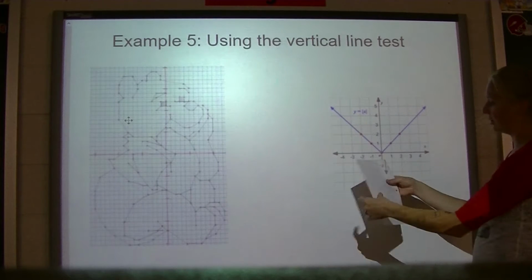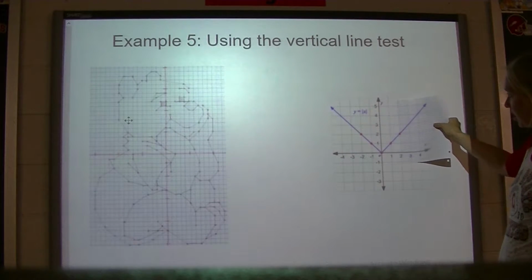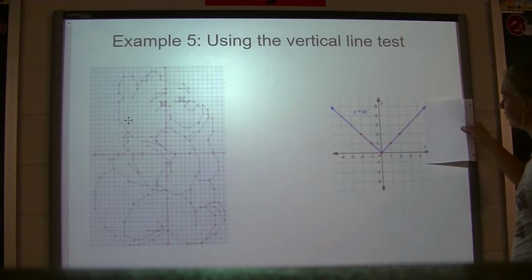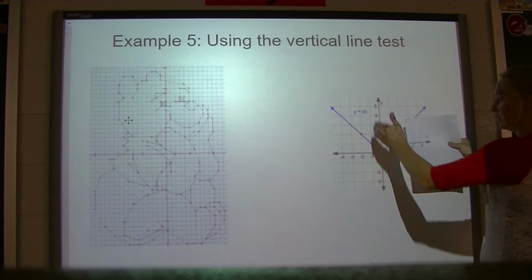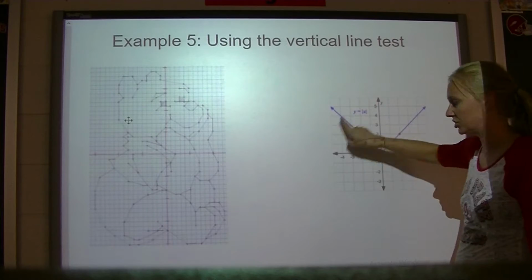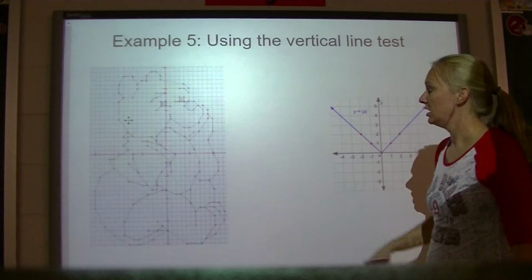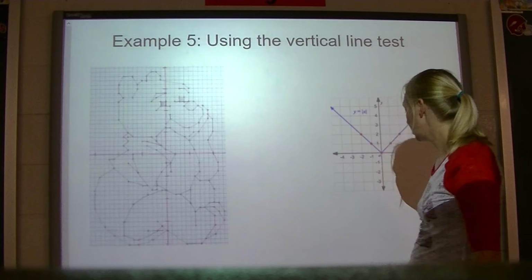However, when I take my vertical line here and cross it, keep going, keep going, keep going, there's never 2 times on this vertical line that this graph crosses at the same time. So this, yes, is a function. This, no, is not. This fails the vertical line test. This passes the vertical line test.